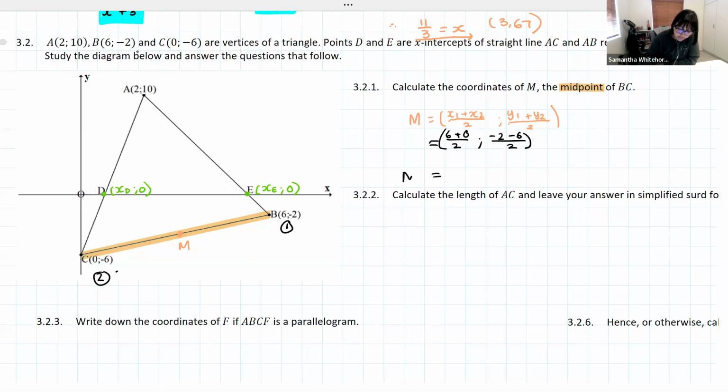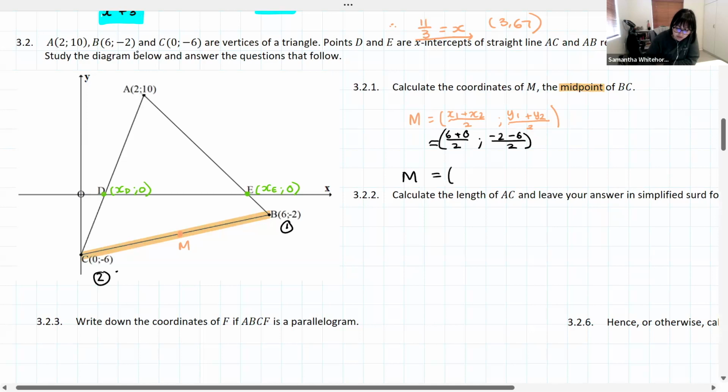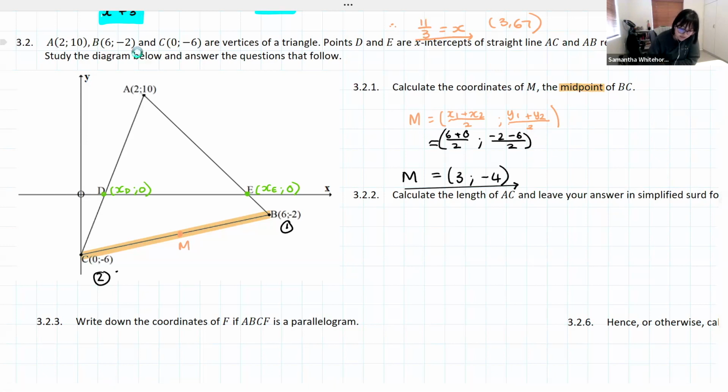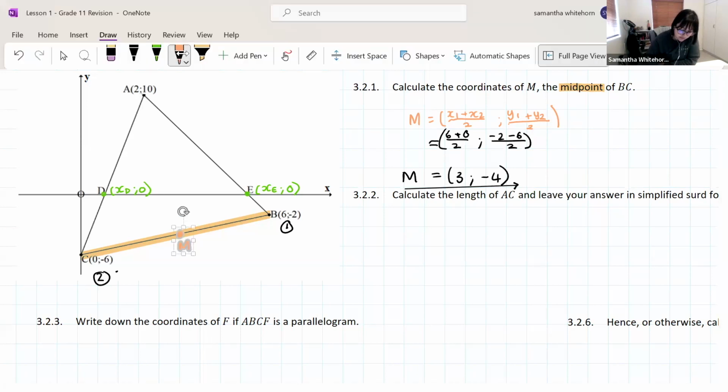That means our midpoint here is 6 plus 0 over 2, which is 3. Negative 2 minus 6 is negative 8 divided by 2, negative 4. Please remember it's a coordinate, so you need to have the brackets and you need to have the semicolon. But now we know that M is at negative 3. No, it's not. It's at 3, negative 4.